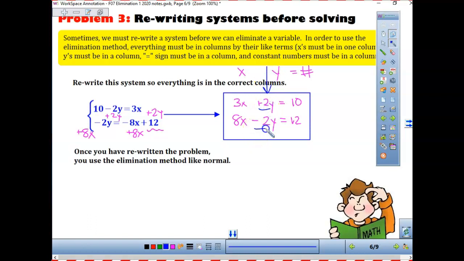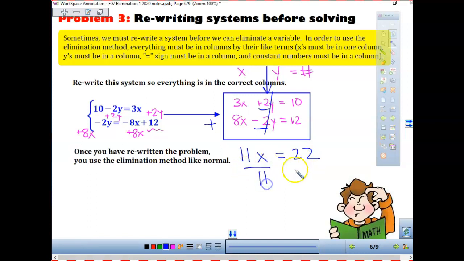One's positive, one's negative. If I add these together, 8 plus 3 gives us 11x. This is going to be 0, right? They cancel out. 10 plus 12 gives me 22. I'm going to divide. This is pretty nice. Both sides by 11. X is equal to 2.